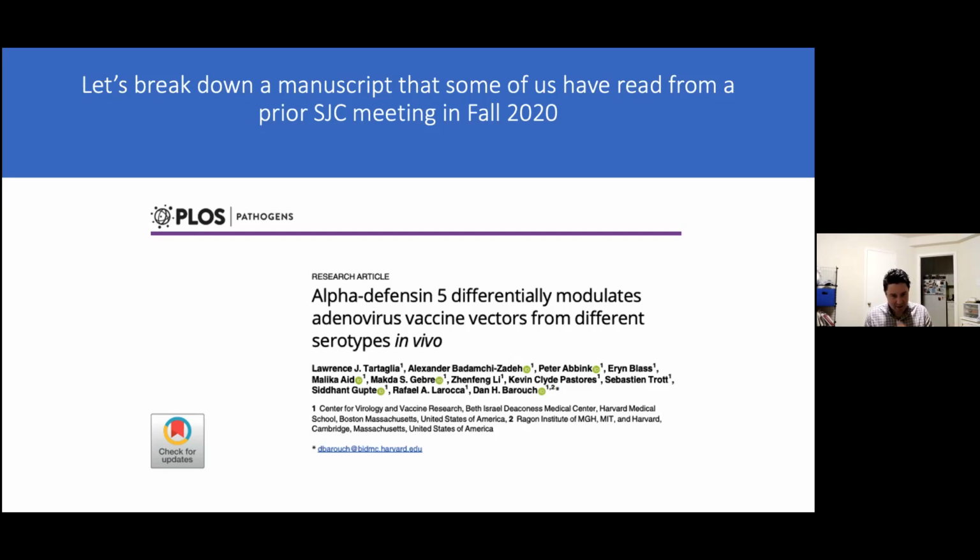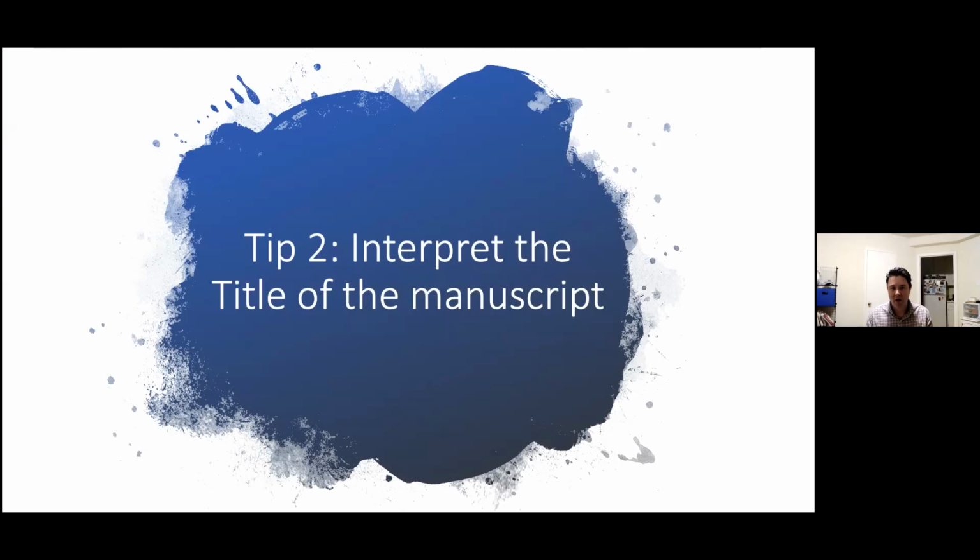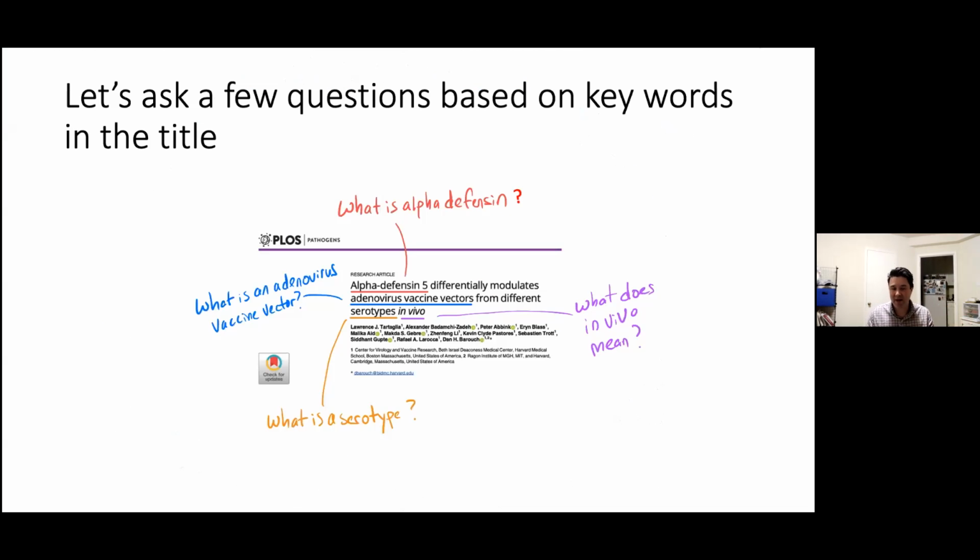So one of the best things, and we're going to use the title as our approach here. We're going to interpret the title of the manuscript, and that's tip 2. So what I've done here is I've looked at this title and I broke it down. I said, all right, what is an alpha defensin? Because I had no idea. What is an adenovirus vaccine vector? I don't know. What is a serotype? And what does in vivo mean? Those are the questions that I'm asking.